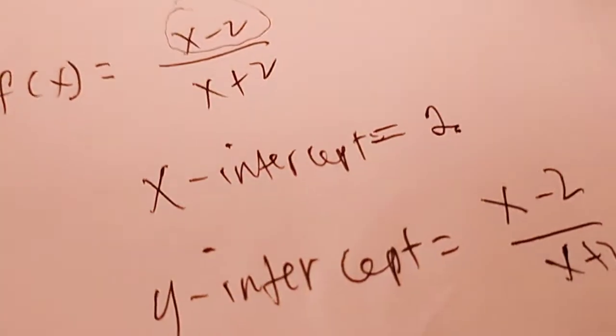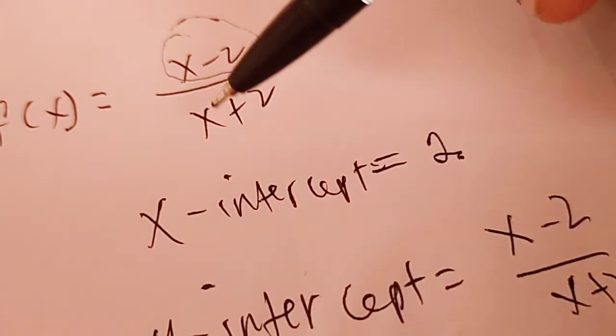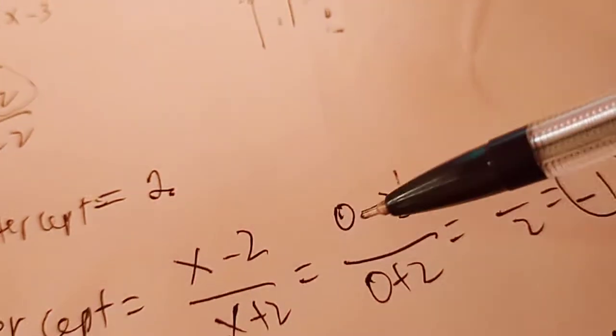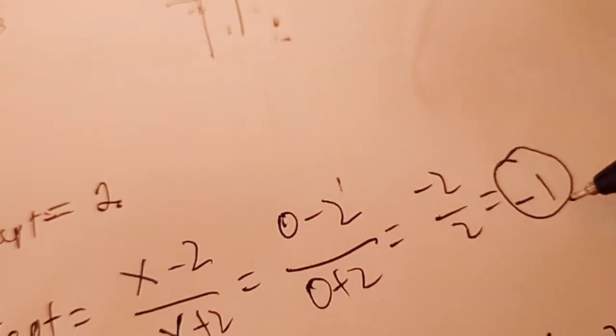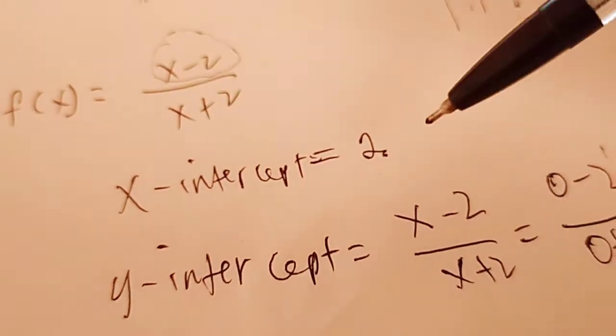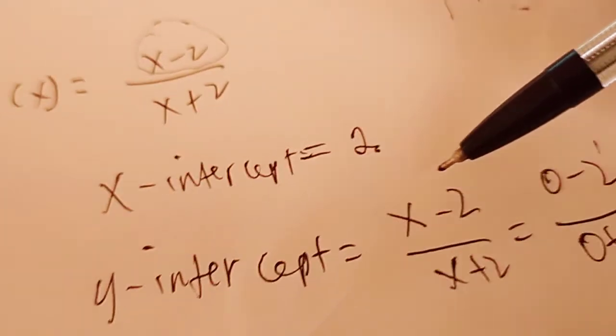Now, yung y-intercept naman, both numerator and denominator, gagawing 0 yung x. So, 0 minus 2 and 0 plus 2. Ito siya. 0 minus 2 over 0 plus 2, matitira negative 2 over 2 or negative 1. Negative 1 si y-intercept while x is positive 2. Iba yung vertical and horizontal asymptote, ha? Okay.